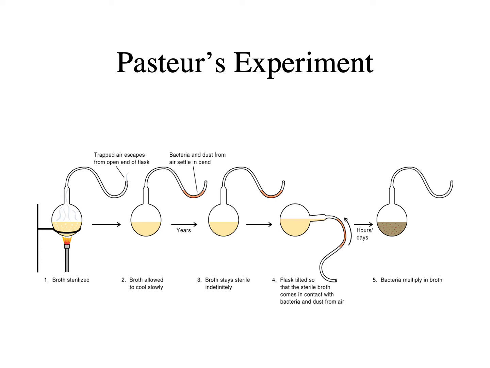He would tip it to see if he could get things in there. He would break the swan neck part of the flask. And when he did those 2 things, there was growth in the beef broth. So he was able to prove biogenesis, that life has to come from living things. Spontaneous generation, that life can come from non-living things, was not an accurate theory.